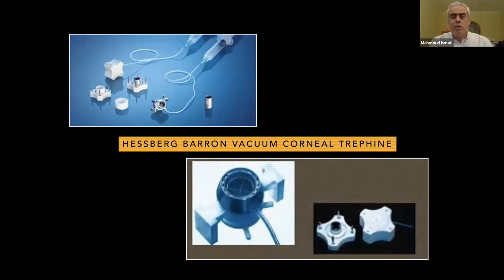Now, the Hessburg-Barron vacuum corneal trephine is manufactured by several companies, and that's why each surgeon has his own calculation also. So Moria does it, HD Davis does it, there is an Indian replica doing it, and JetMed is doing it. JetMed is the original one that was fabricating this. So there are a lot of companies making the Hessburg-Barron trephine, and it might differ from one to another according to the company. Okay, sir. Thank you.